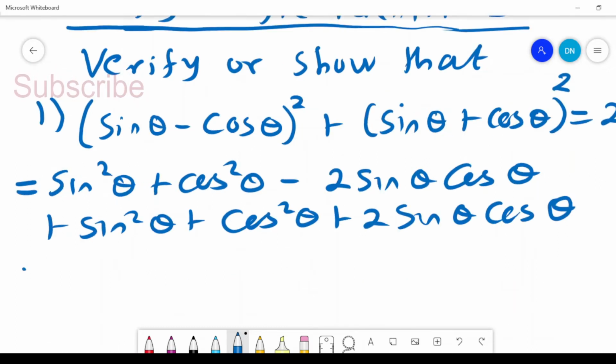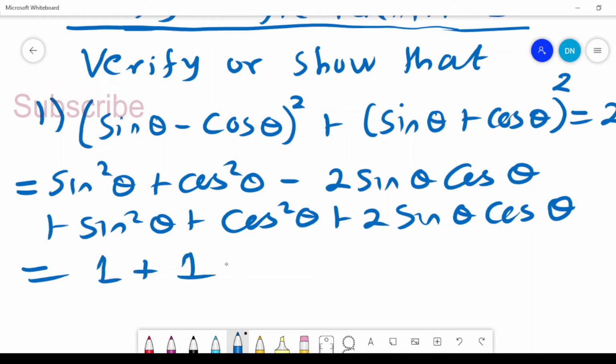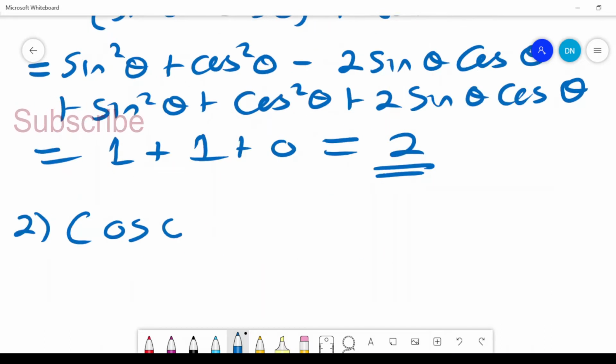That's what we get. Sine squared theta plus cos squared theta is 1, and then plus 1, and then plus 0, and the answer is 2.